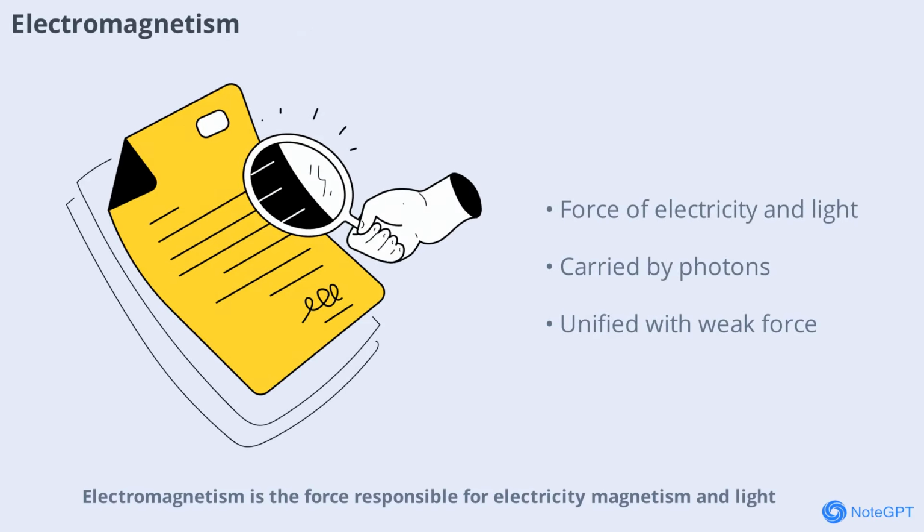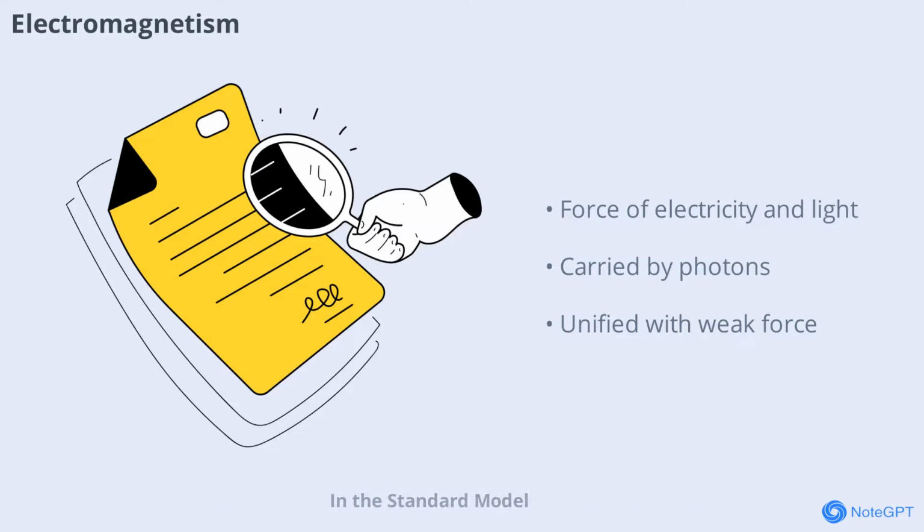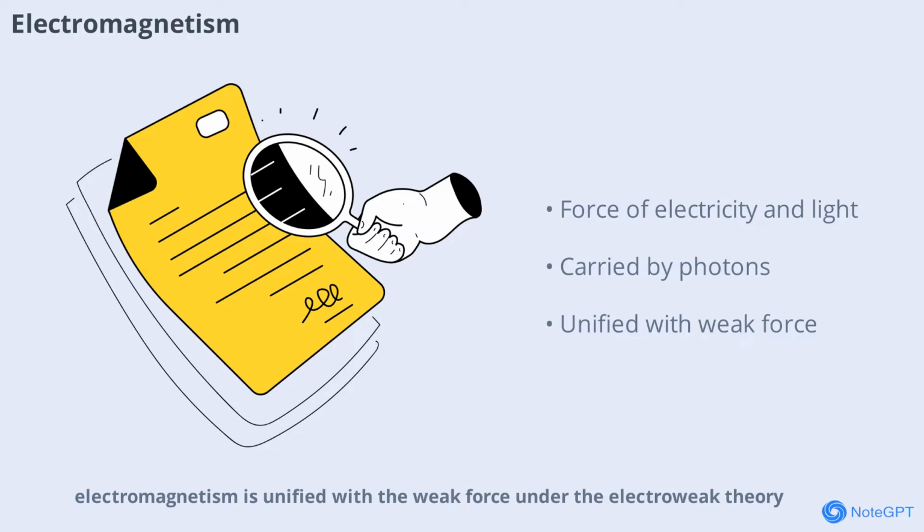Electromagnetism is the force responsible for electricity, magnetism, and light. It's carried by photons, which are massless bosons. This force acts between charged particles and is responsible for many everyday phenomena, from the light we see to the way magnets stick to your fridge. In the Standard Model, electromagnetism is unified with the weak force under the electroweak theory.